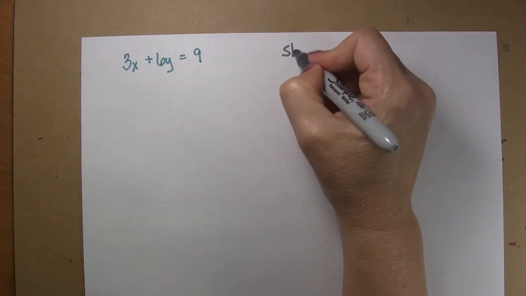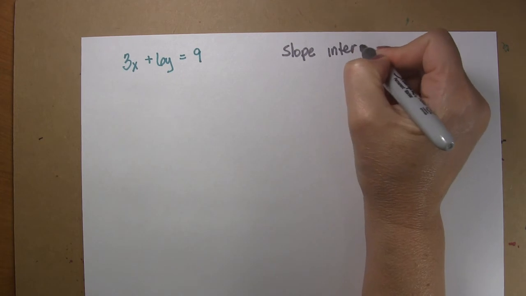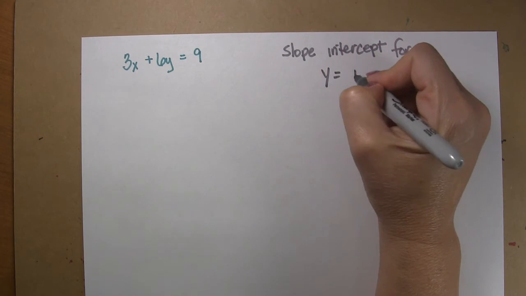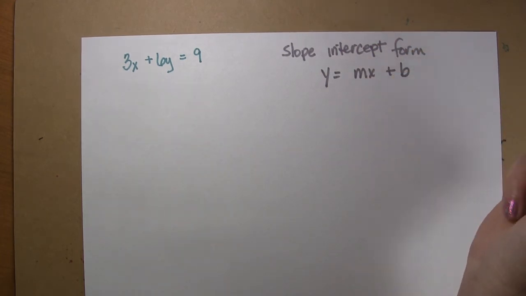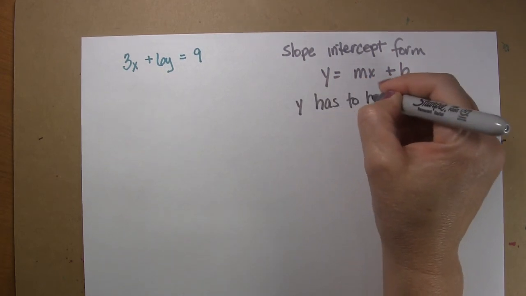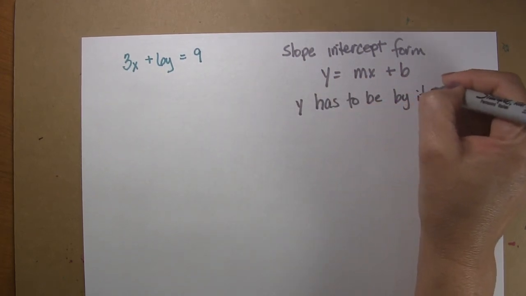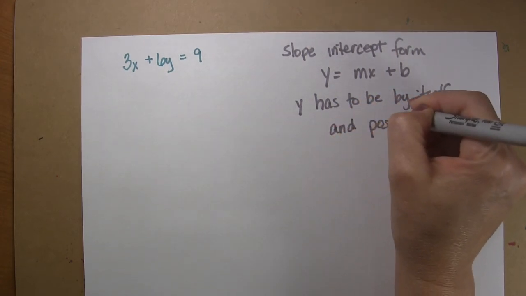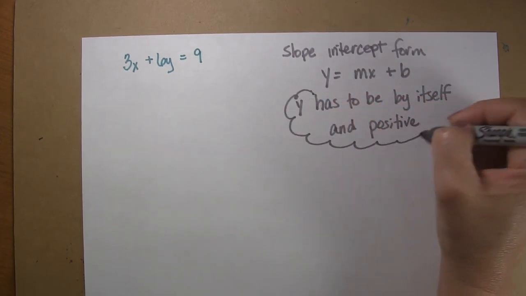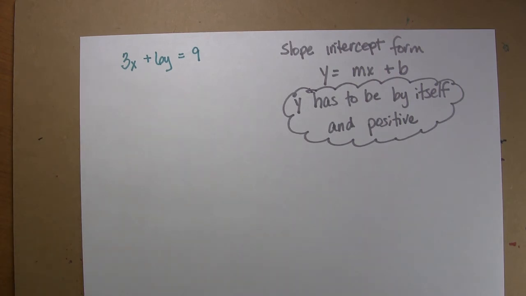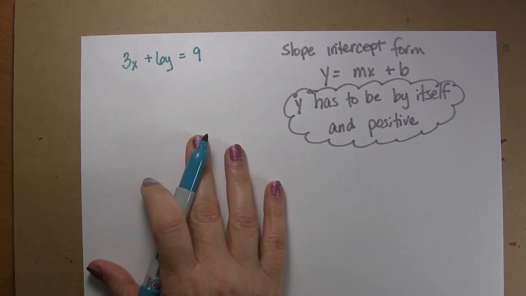Well, slope-intercept form is, remember, y equals mx plus b, which means that y has to be by itself and positive. And if you can do that, then you're in good shape. Y has to be by itself and positive. So let's switch this equation around so that y can be by itself and positive.